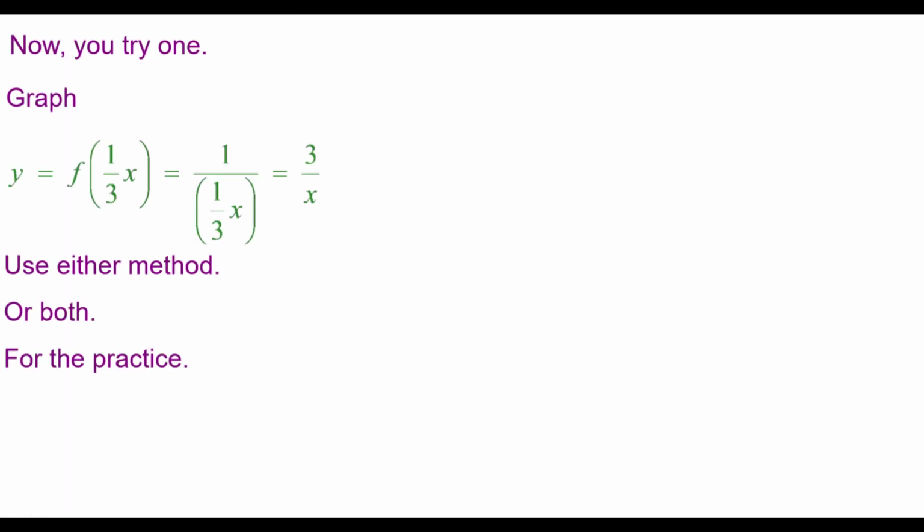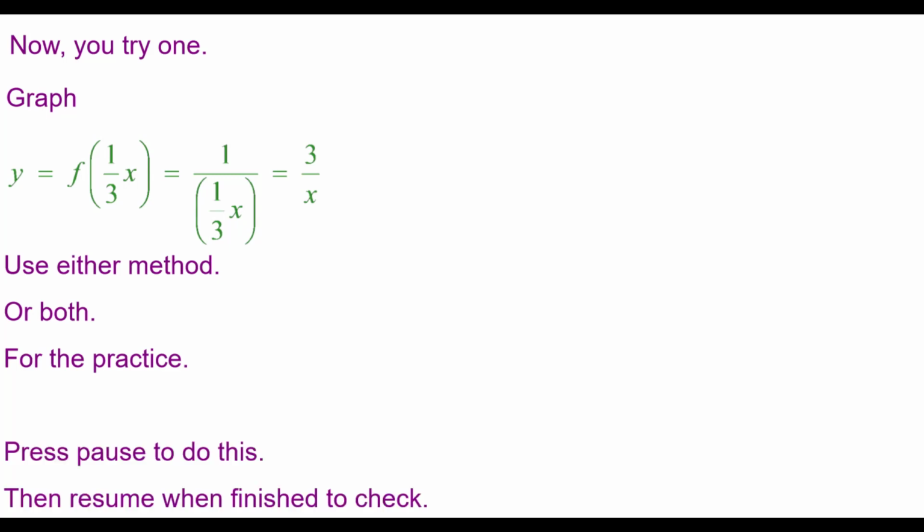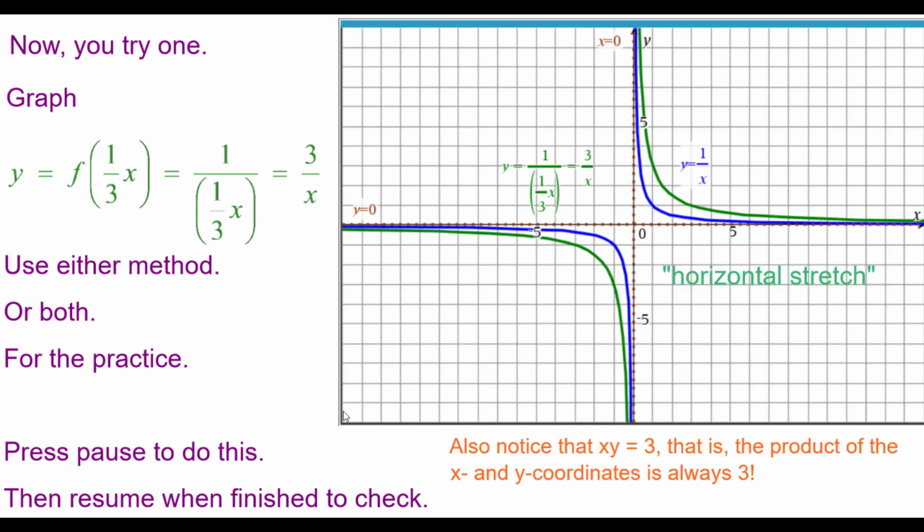Now you try one. Graph y equals 1 over the quantity of 1/3 of x. Use either method or both for the practice. Press pause to do this and then resume when you're finished to check your answer. And here is your answer. And notice that the green function is a horizontal stretch of the parent function, y equals 1 over x.